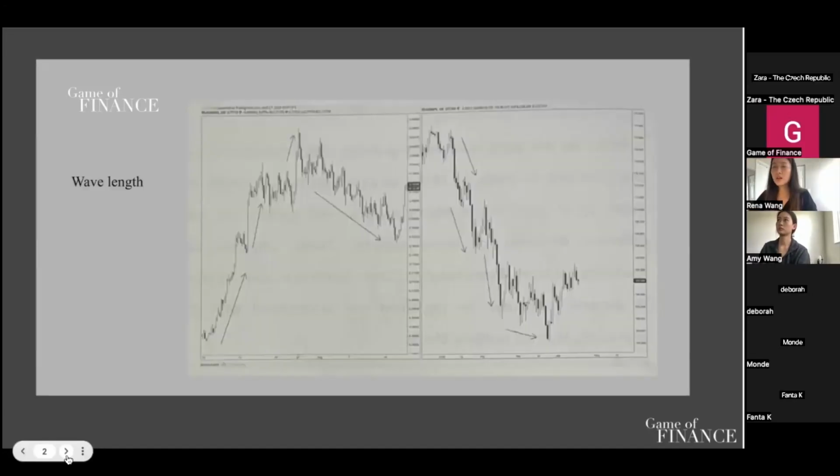So, wavelength. The length of individual trend waves is the most important factor for assessing the strength of price movement. So what is the strength? We talked about it last time. The degree of the strength of a trend is like the degree of this, right? For example, this downward trend is probably stronger than this downward trend because it's more steep.